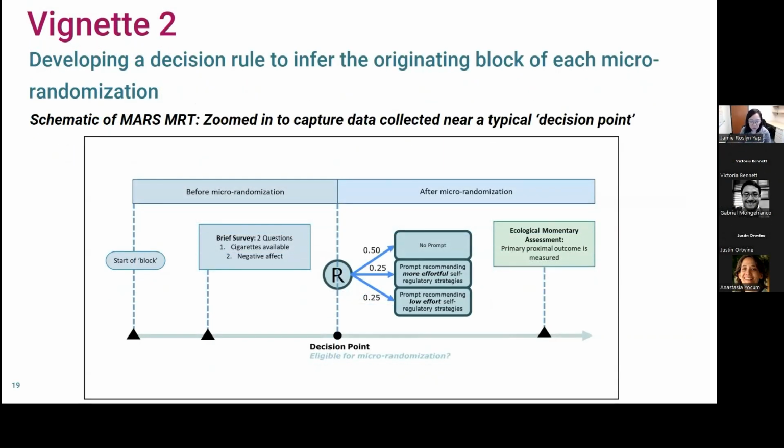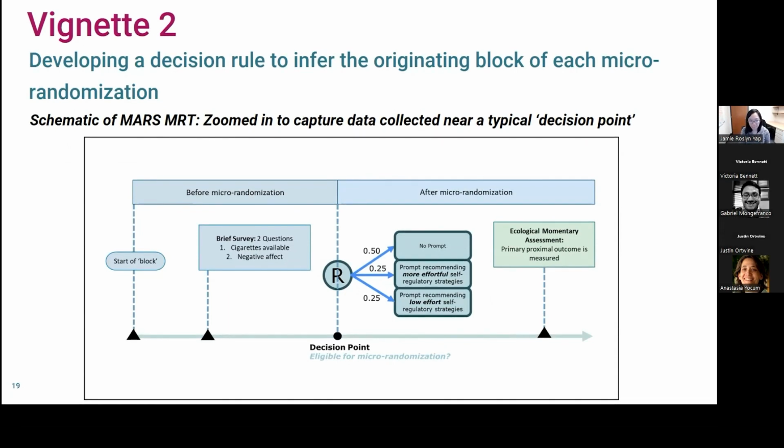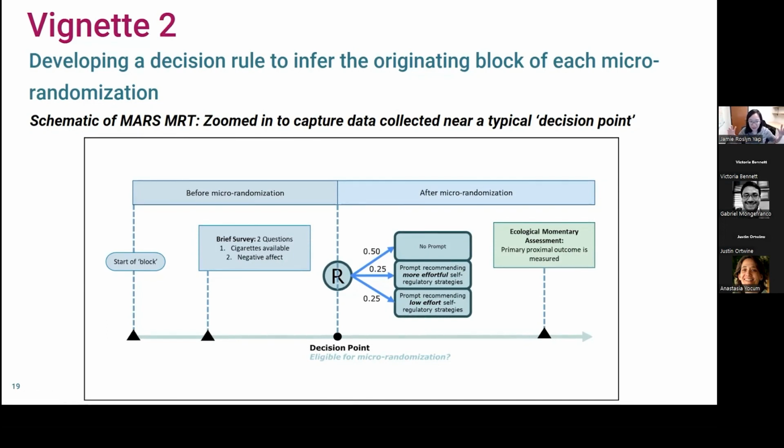Okay, so let's move on to the next vignette. This next vignette is about developing a decision rule to infer the originating block of each microrandomization. Okay, so let's tear that apart. What does that mean? So remember earlier I showed you the schematic that zoomed in on this sequence of events: what happens before a microrandomization, what happens after a microrandomization.